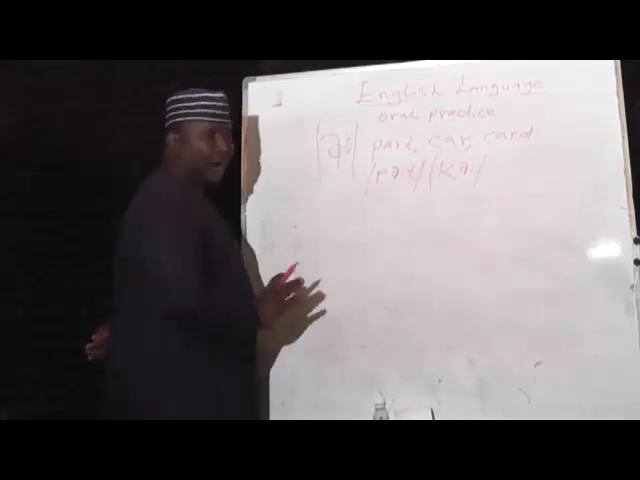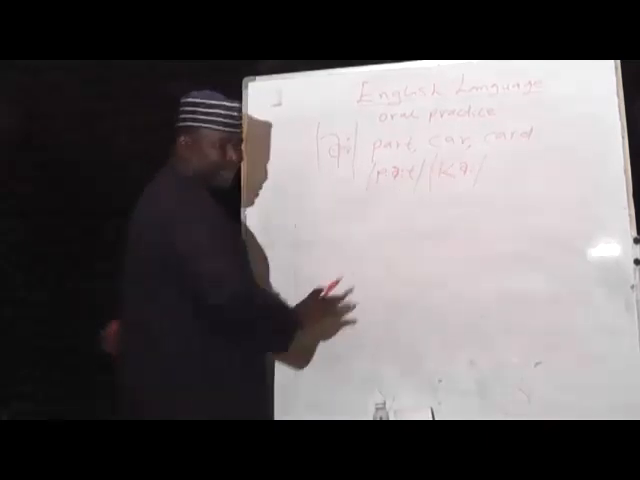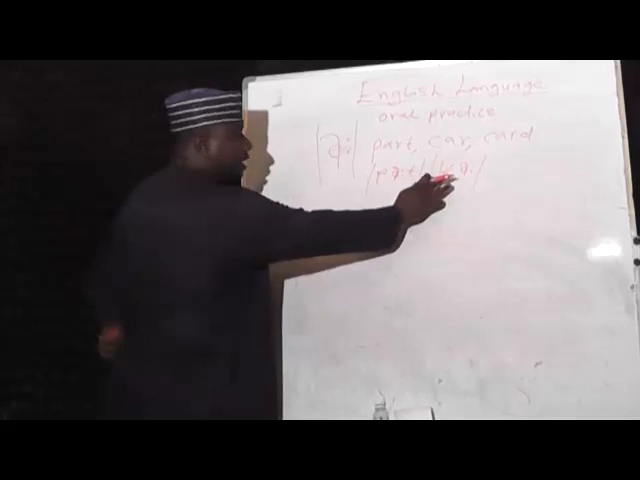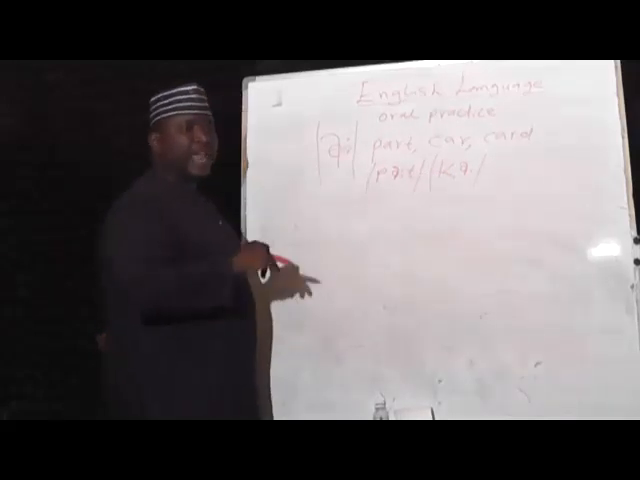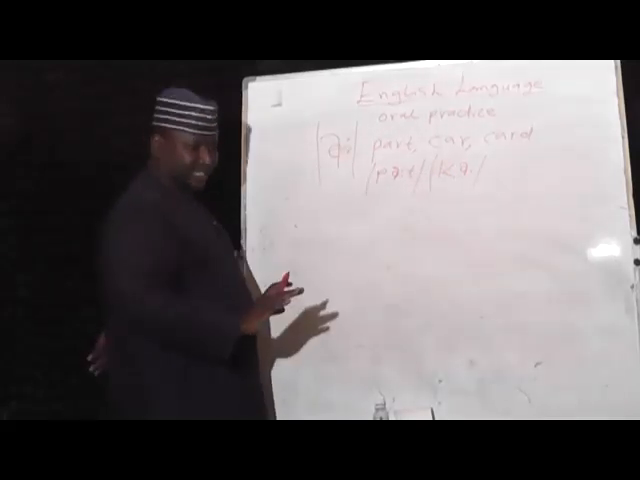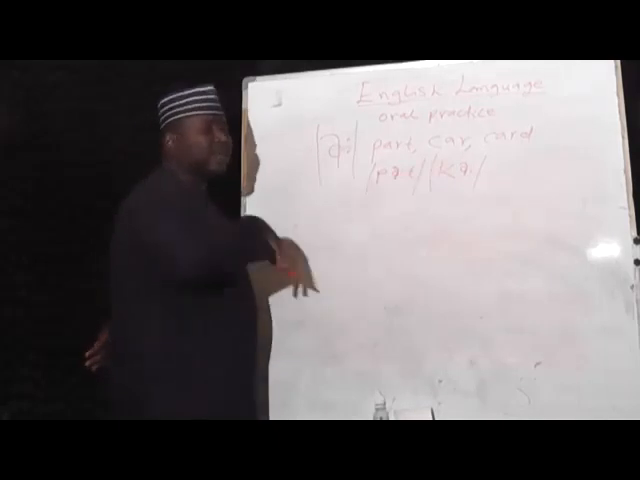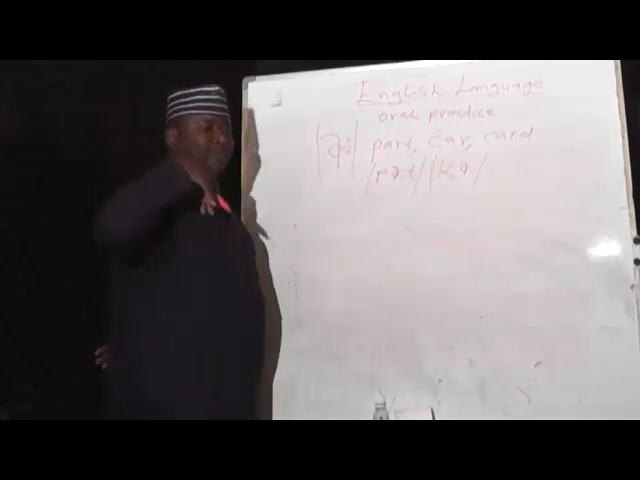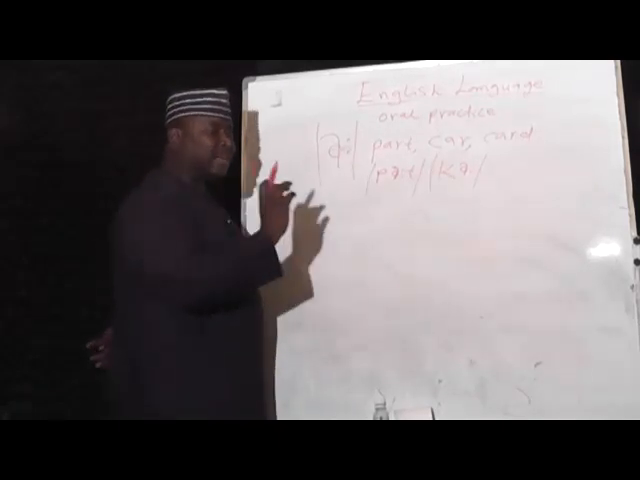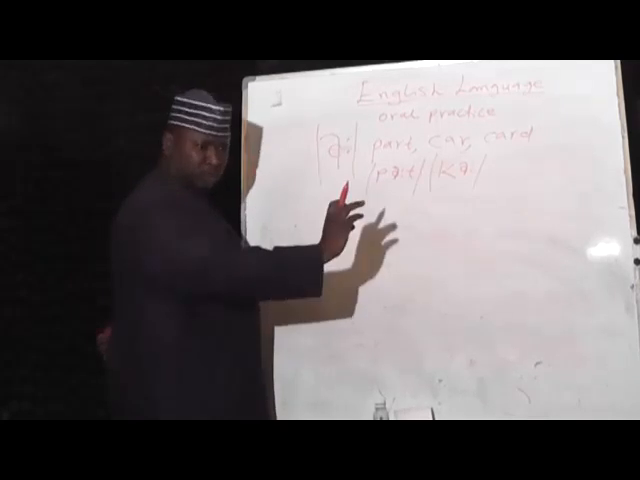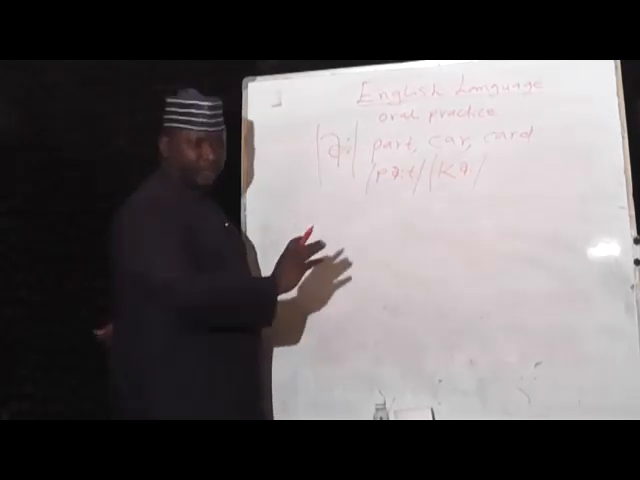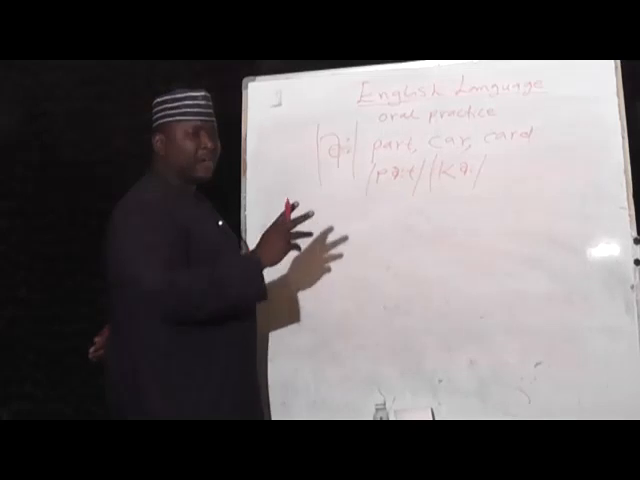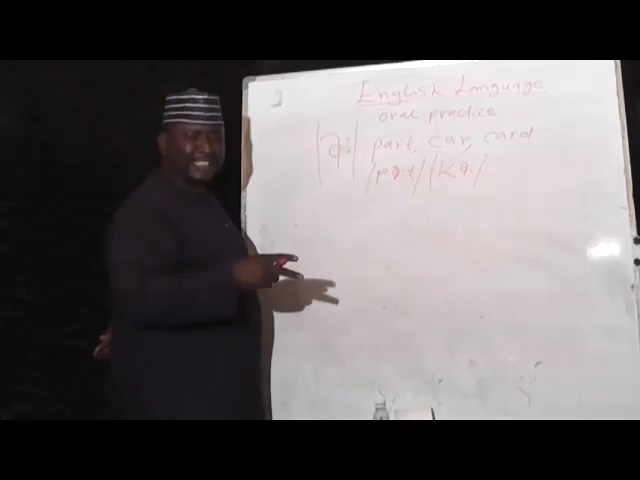So this is car. This is how you find it in the dictionary. This k sound is a velar plosive sound, voiceless. You produce it with the back of the tongue pushing the soft palate and then allowing the air to come out with some sort of force. That's why you call it plosive, because it is coming out as if you are shooting a gun. Is that clear? So you have car.